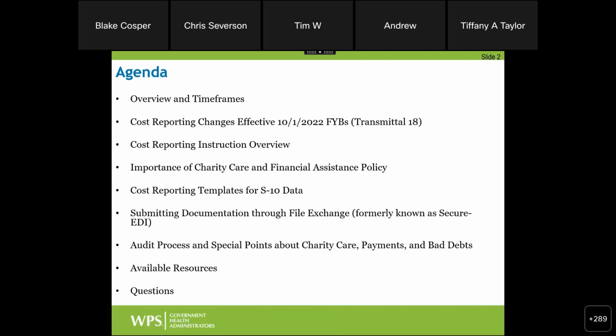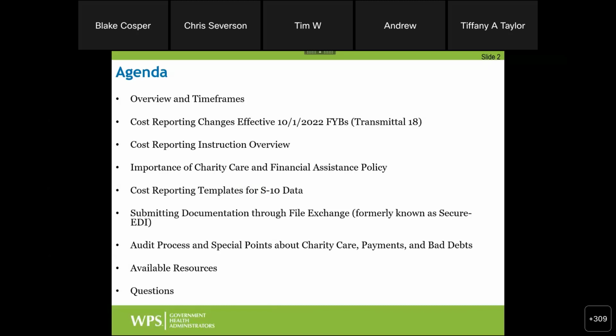Now, for a quick agenda, we'll be going through a little bit of an overview. You'll notice if you've attended a lot of these S-10 specific sessions in the past, there's a lot of carryover from year to year. A lot of it's just refresher, repeat information, but there are some changes from time to time, and that's, of course, what we want to focus on.